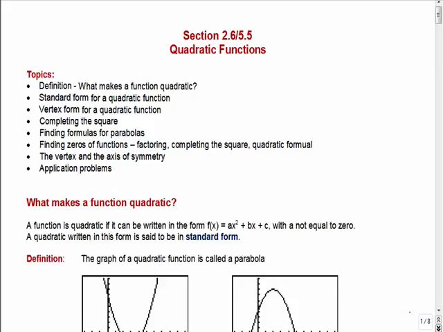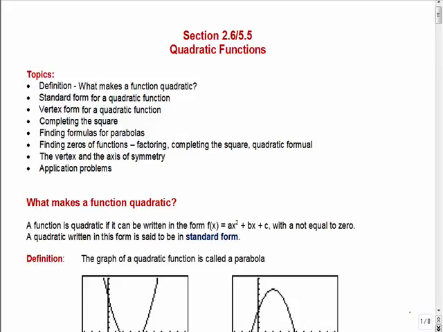In this section, we're going to discuss quadratic functions. We're going to take a look at what makes a function quadratic. We're going to look at the standard form for a quadratic function, the vertex form for a quadratic function. We're going to look at completing the square, finding formulas for parabolas, finding zeros of functions by factoring, completing the square, and the quadratic formula, the vertex and axis of symmetry, and application problems.